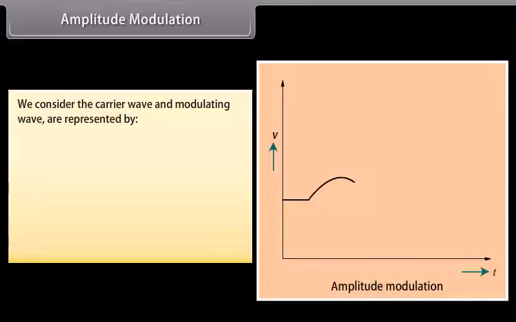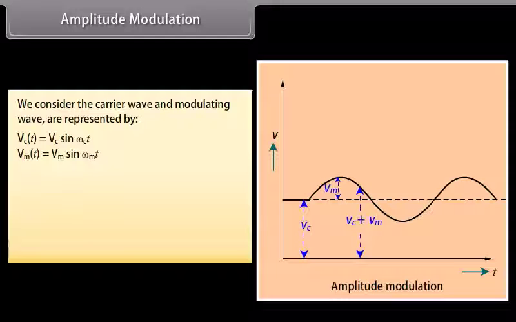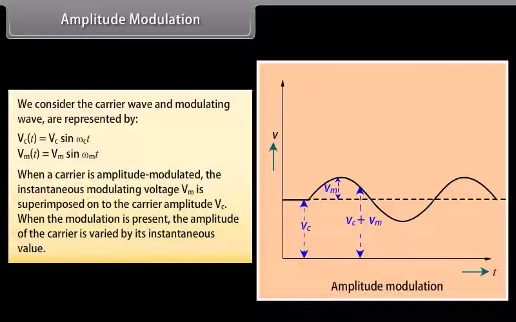Amplitude modulation. We consider the carrier wave and modulating wave are represented by Vc(t) = Vc sin ωc t and Vm(t) = Vm sin ωm t. When a carrier is amplitude modulated, the instantaneous modulating voltage Vm is superimposed onto the carrier amplitude Vc.